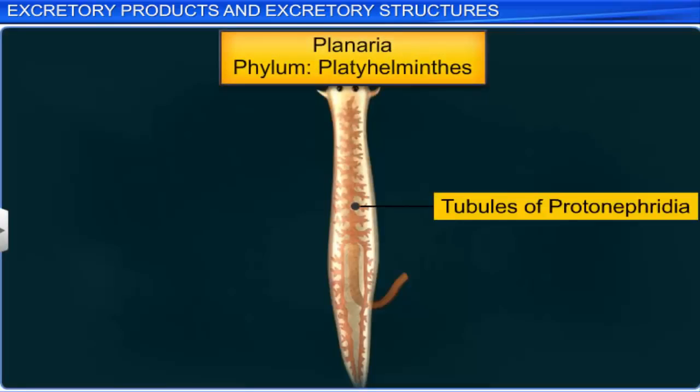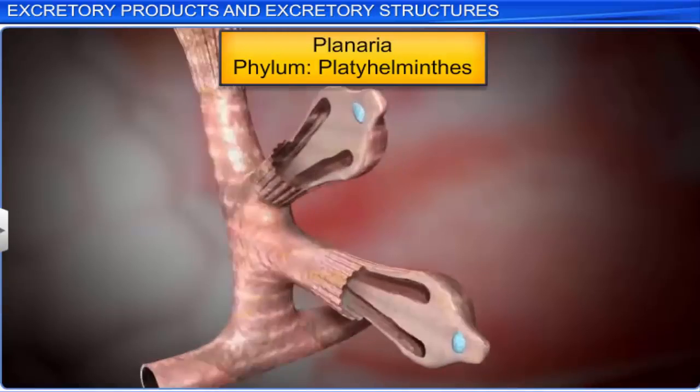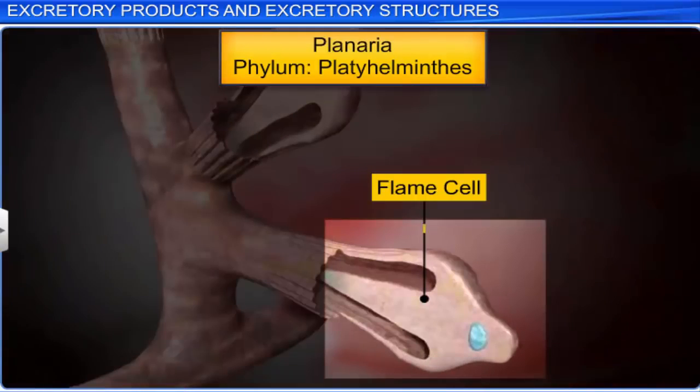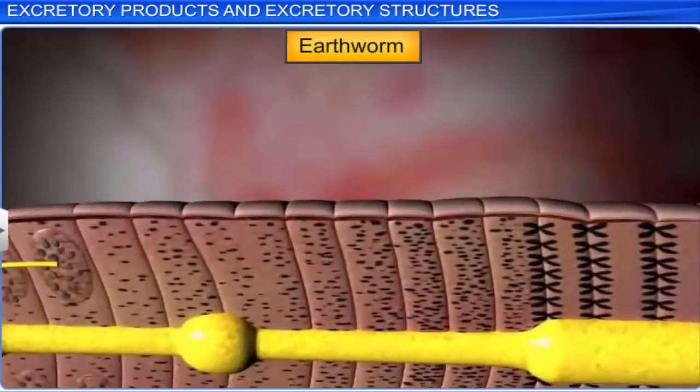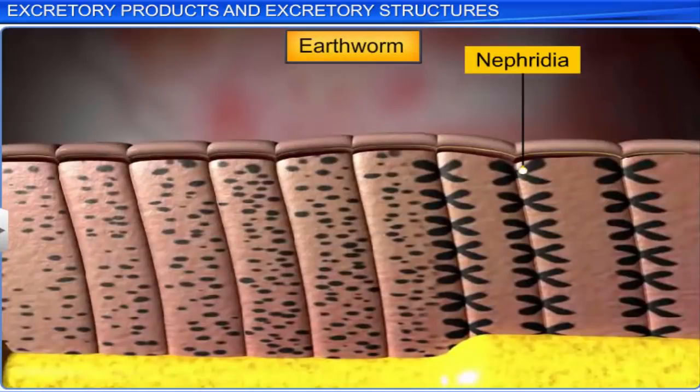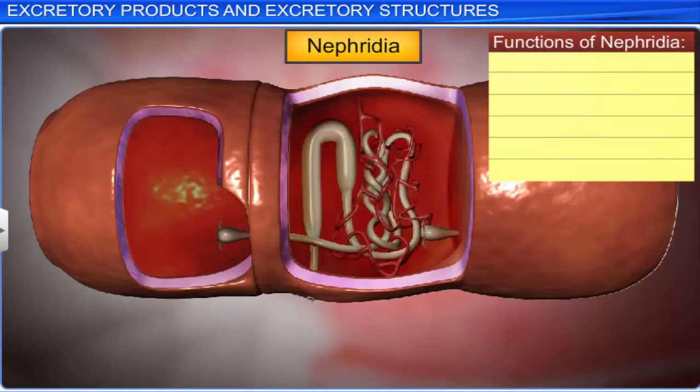Flame cells or protonephridia are the excretory structures in animals like platyhelminthes, rotifers, cephalochordates, and certain annelids. Apart from performing the function of excretion, these cells help in osmoregulation or the regulation of the fluid volume and ionic balance in the body. Another excretory structure is the nephridia found in many annelids like the earthworm. Nephridia are tubular structures that help remove nitrogenous waste and maintain the fluid and ionic balance.